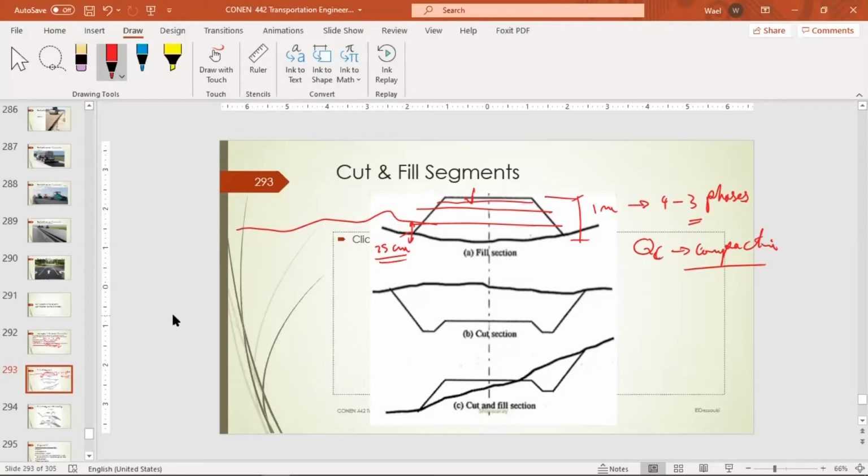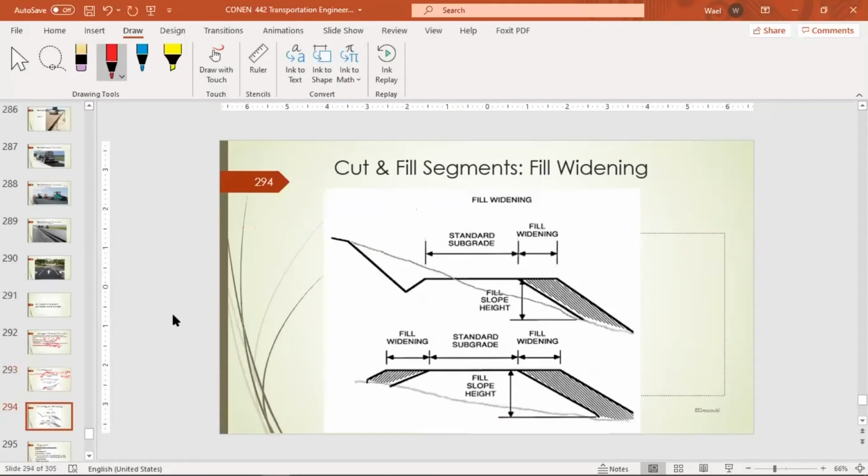For the cut section, you are just digging the area. It's not as troublesome as this. But for the cut and fill section, sometimes the natural level of the soil is inclined. So you have to make a cut from here and fill here. That's also challenging, because you need to be able to retain this soil so it doesn't go this way.